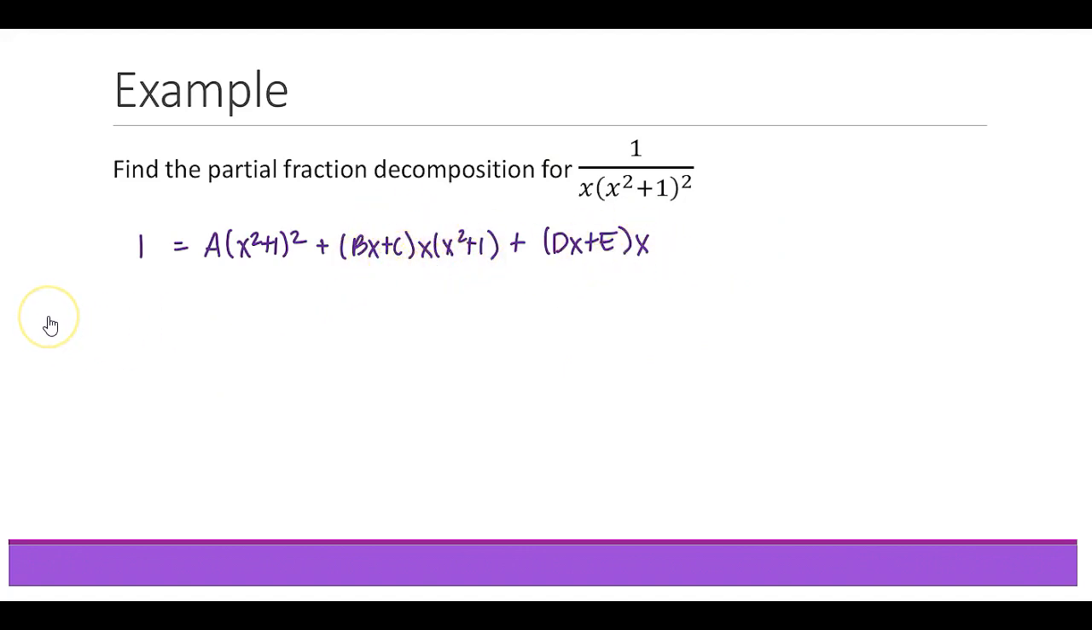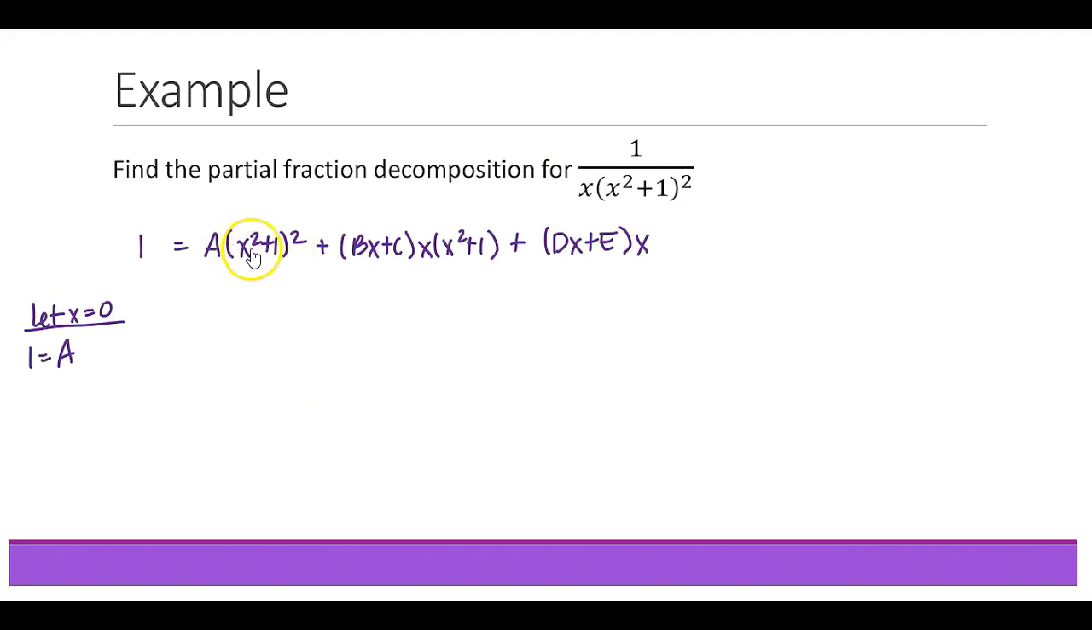So let's go ahead and let x equals 0. Then the left-hand side is 1. And then the right-hand side, if we plug in 0 here, that's just going to give us a. So we get one value, a is equal to 1. But that's it. There's no real number I can plug into the irreducible quadratic x squared plus 1 to zero out these two terms. So I'm going to have to move forward and set up a system of equations.